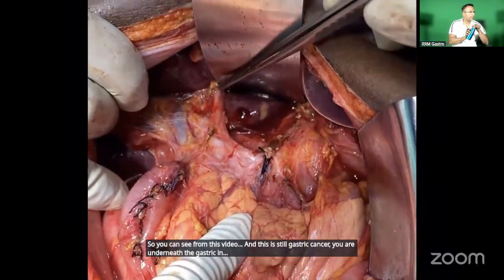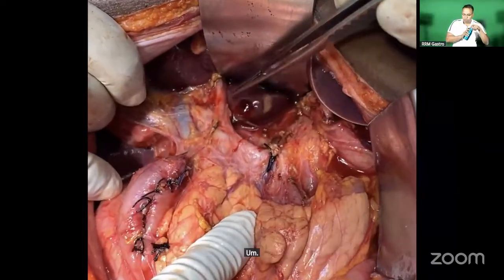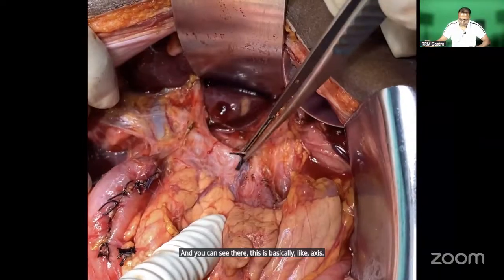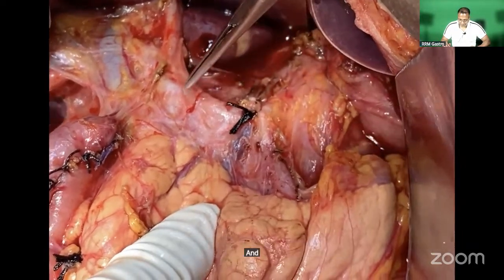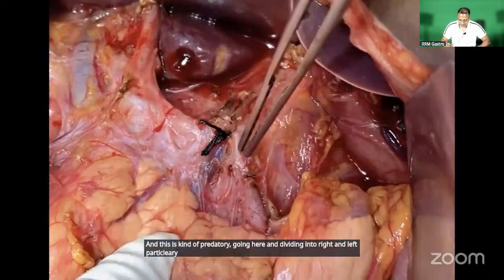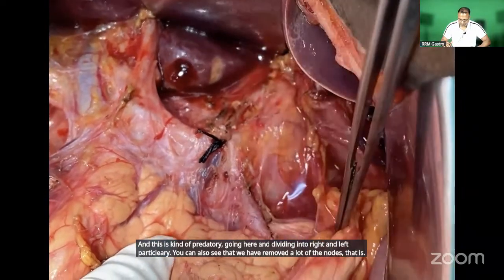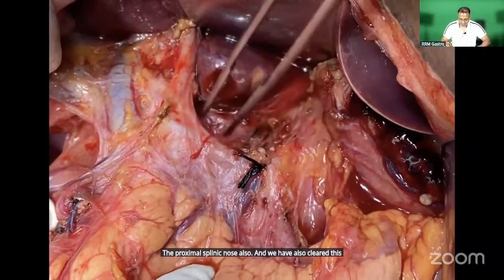We can see that we have taken all the microfatty tissues in the hepatoduodenal ligament. And you can see that this is the celiac axis. You can see the left gastric vessels right at its base. This is the common hepatic artery going here and dividing into right and left hepatic artery. You can also see that we have removed the 11B nodes, that is the proximal splenic nodes, and we have also cleared the celiac axis nodes.